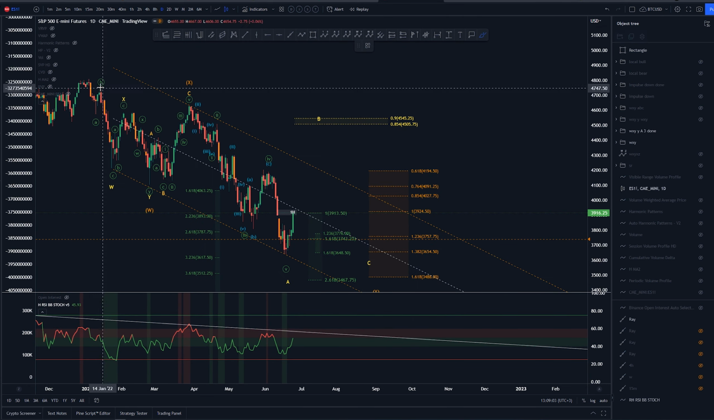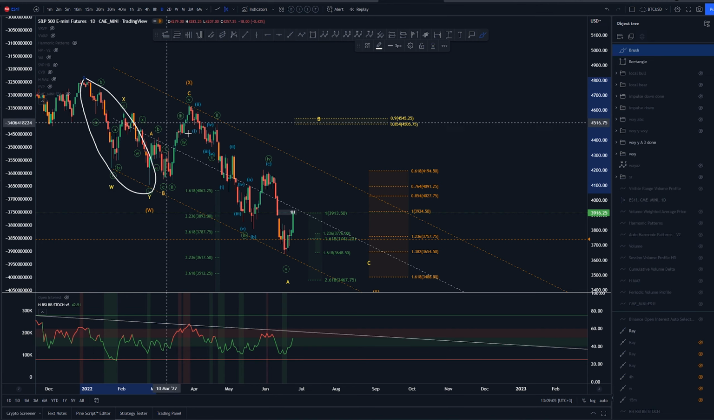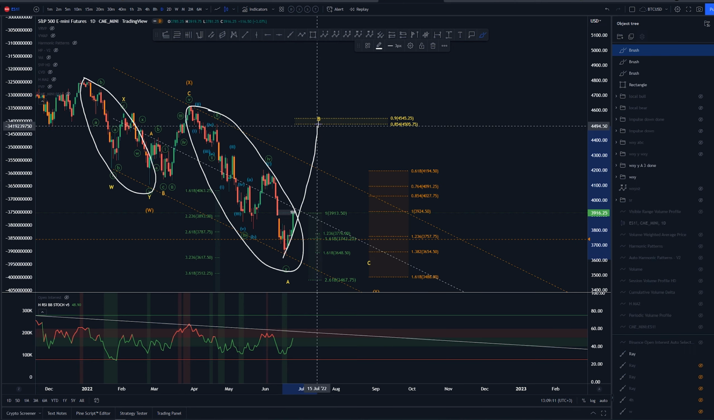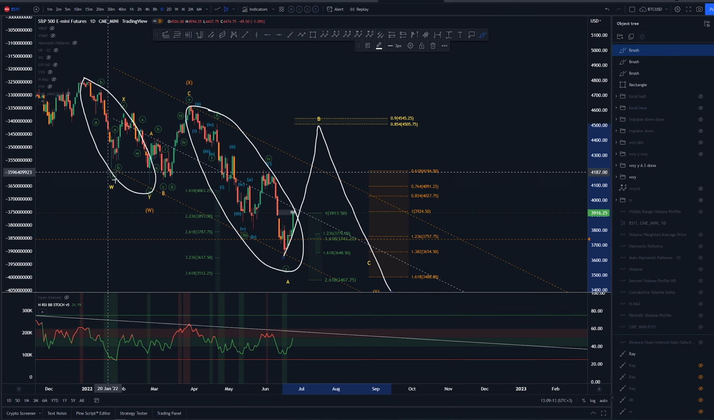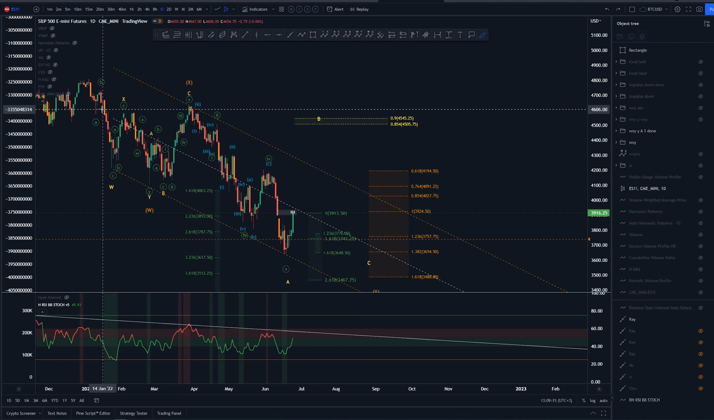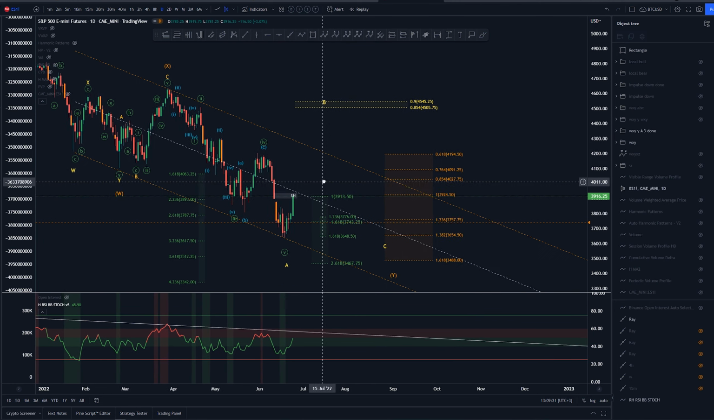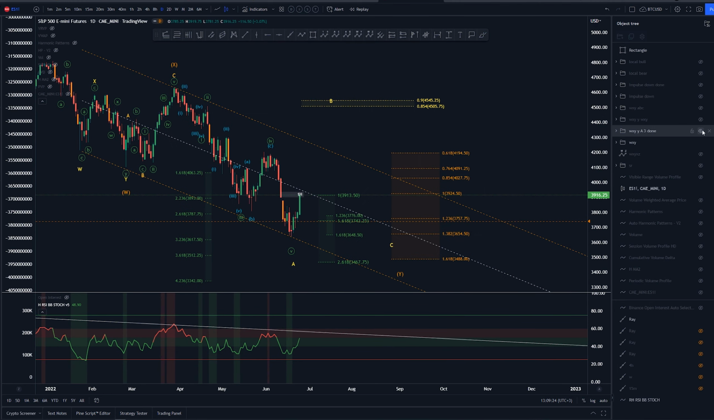To me, this does not look that probable, as the wave W was this size. If the wave A would be this size, then it was already going to be making a very much larger structure than this structure over here. So there's really no correlation with that. Although I'm still going to be keeping this count around just as a possibility.